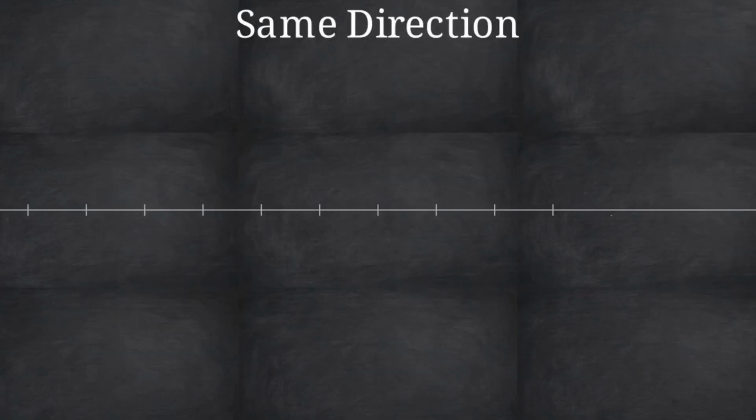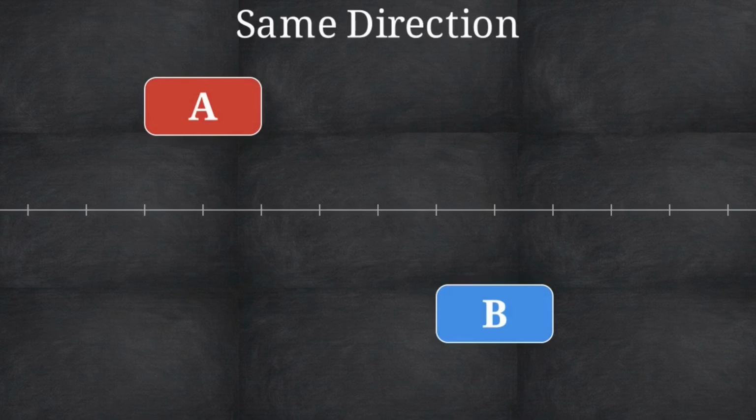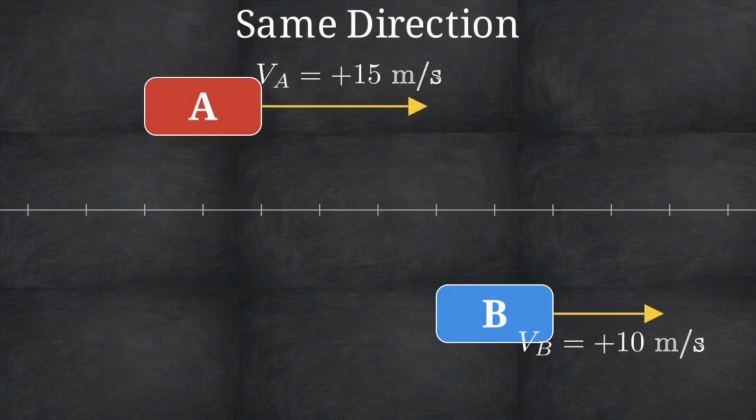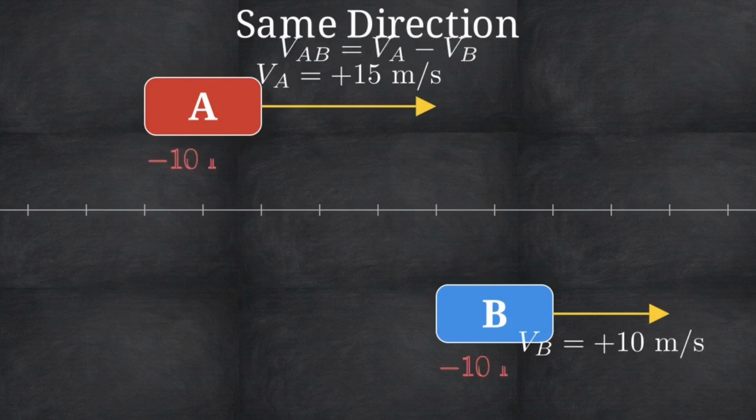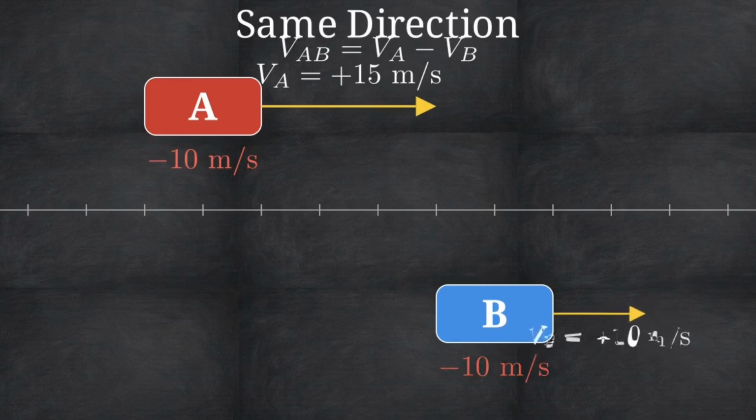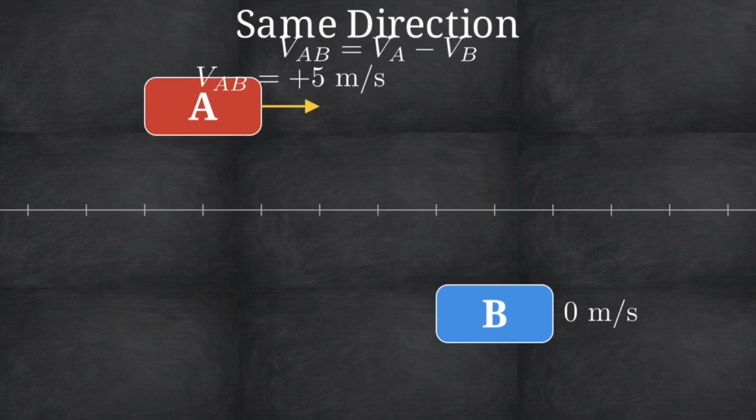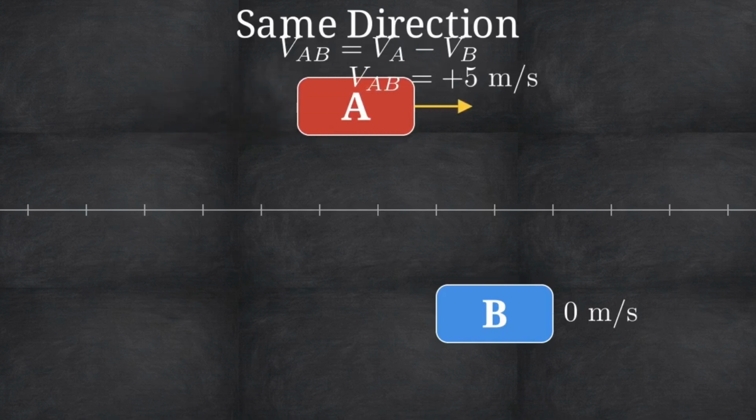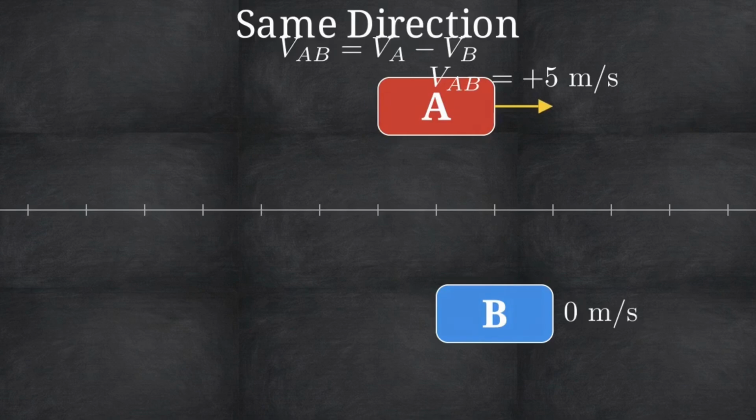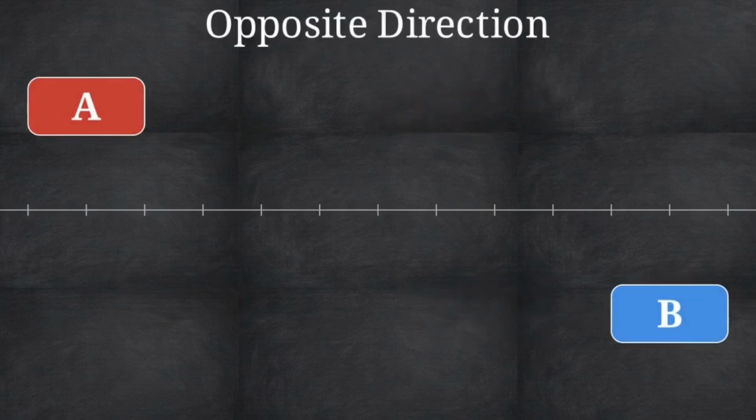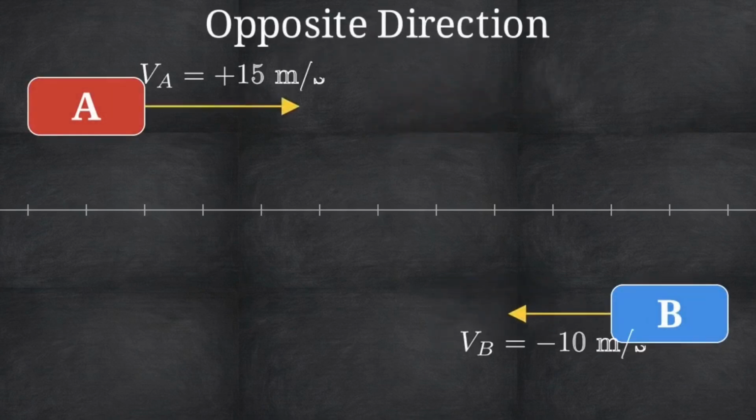Consider this top-down view of a same-direction physical scenario. Car A moves to the right at 15 meters per second, while car B moves in the exact same direction at 10 meters per second. If we shift our frame of reference into car B, we subtract car B's 10 meters per second from both vehicles. Car B's velocity drops to 0. Car A's relative velocity is now 5 meters per second. To the driver in car B, car A is simply creeping ahead at that reduced rate.